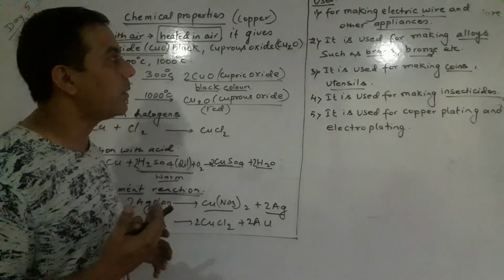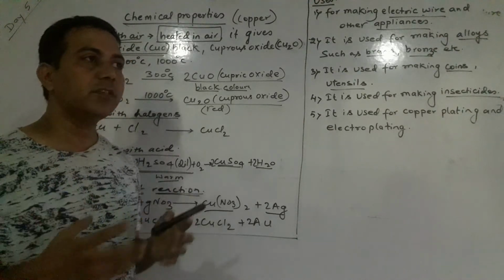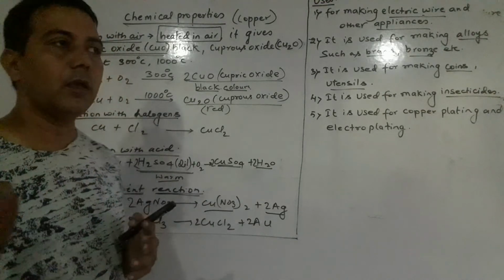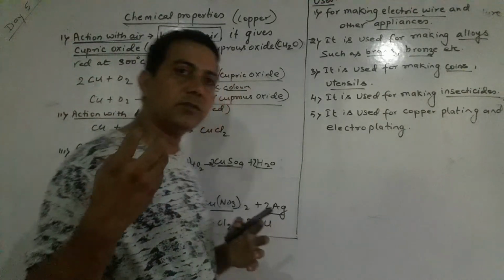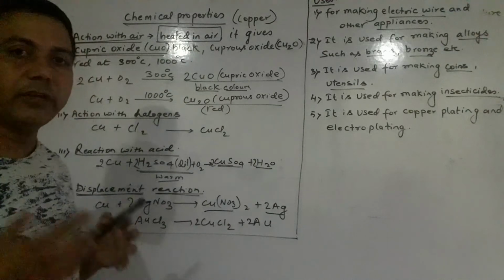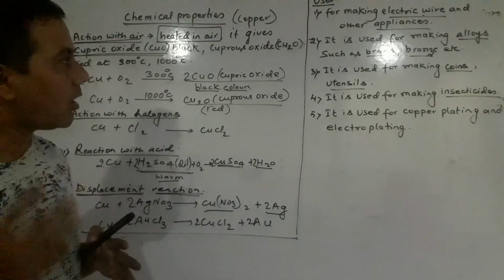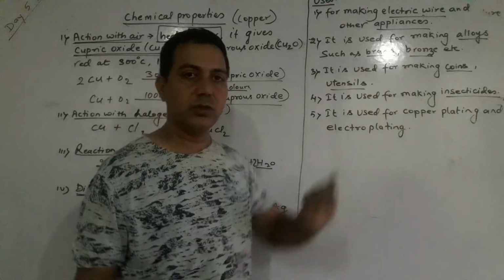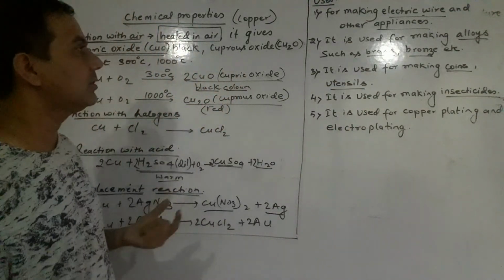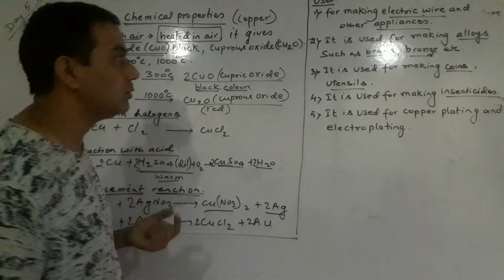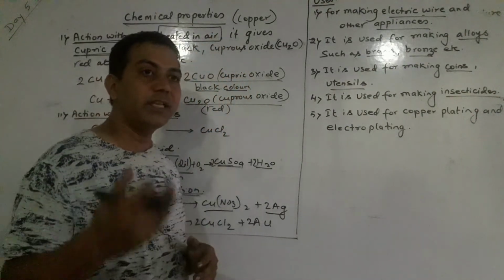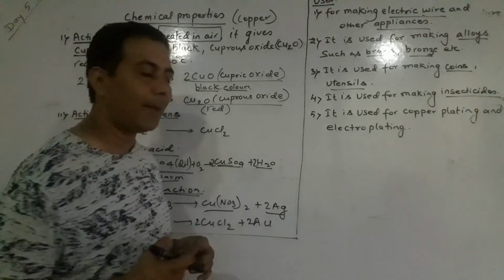Then it is used for making alloys. Alloys are mixtures of two or three metals, forming compact, high-quality, non-rusting types of metal. So copper is also used for making brass and bronze. Bronze and brass are used for various purposes and are made by mixing copper with other metals.